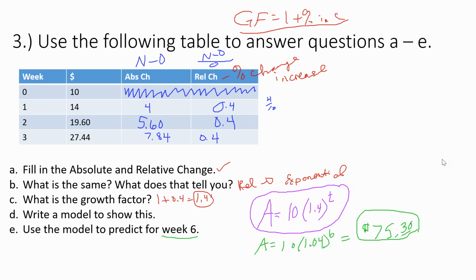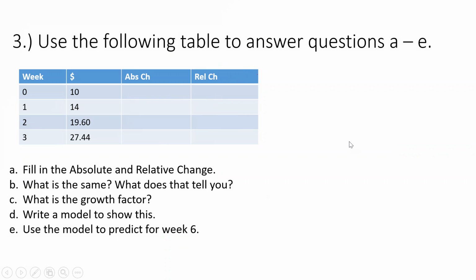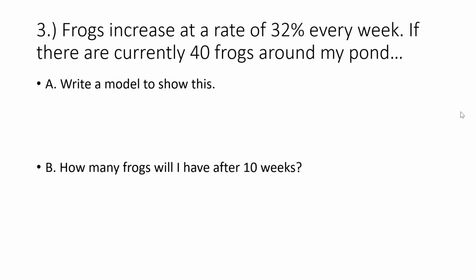Okay. All right. So let's do one without a table. Frogs increase at a rate of 32% every week. This is completely made up data. If there are currently 40 frogs around my pond, how do I write a model to show this? What do you need to find first before you can write a model?